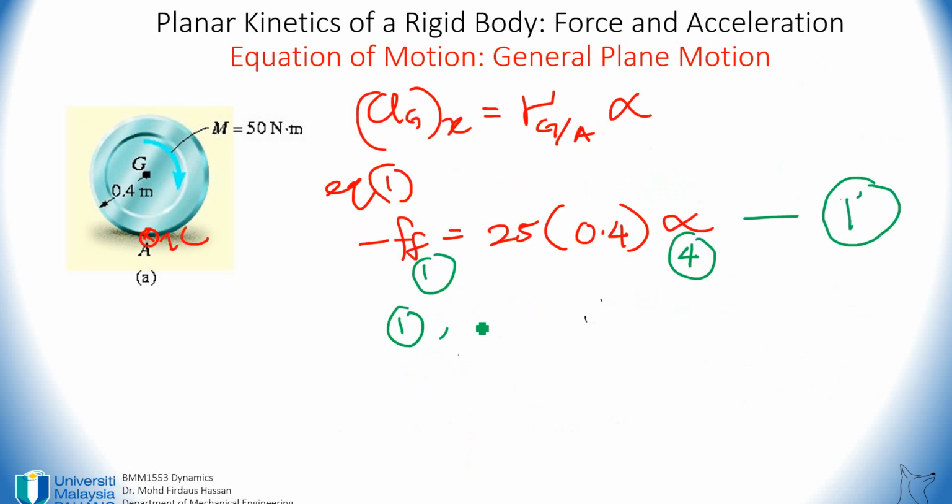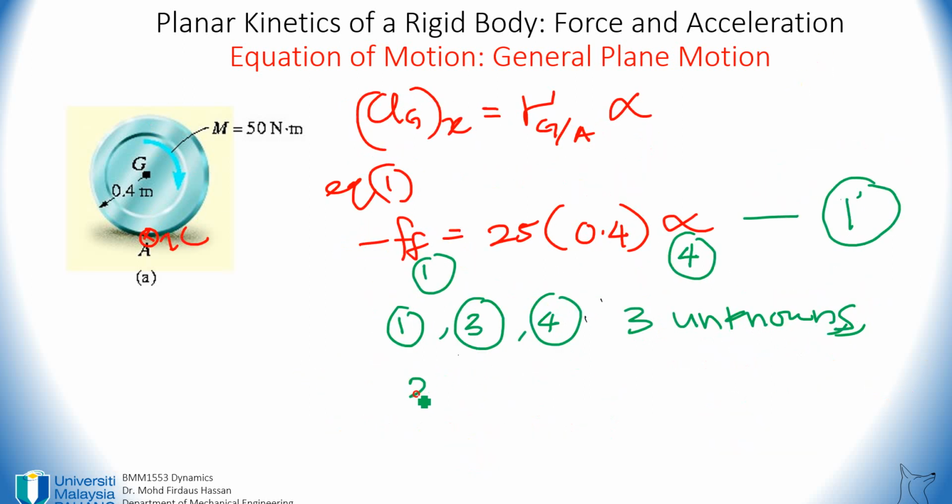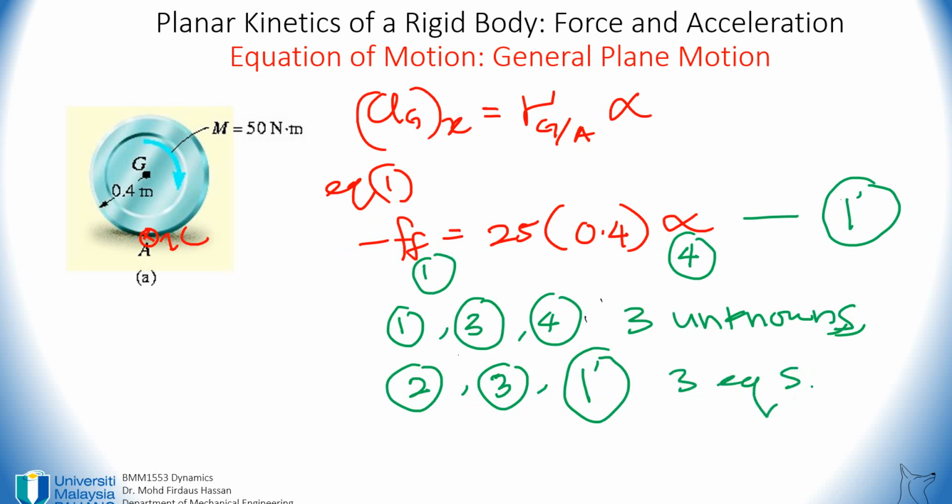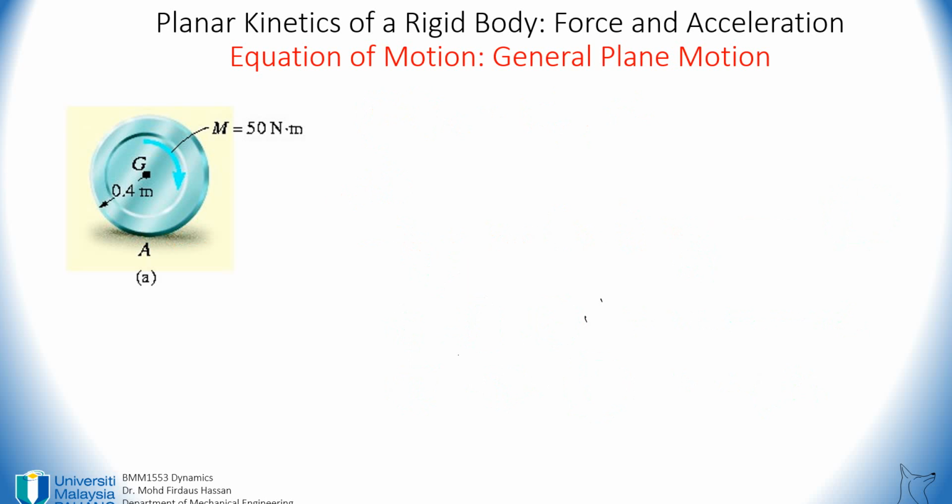You have N, and you have alpha, which is number 4. So you have 3 unknowns and 3 equations. What equations do you have? Equation number 2, equation number 3, and equation number 1 prime here, the new one. Since you have 3 equations and 3 unknowns, you can solve it. This is a simultaneous equation.